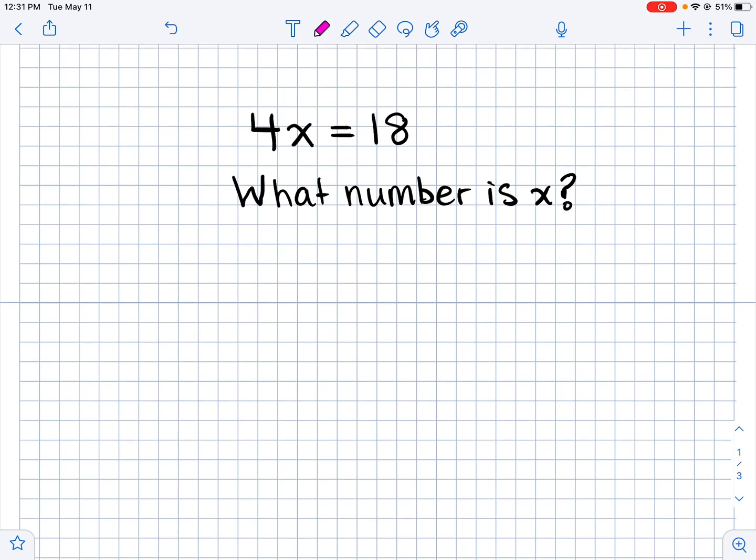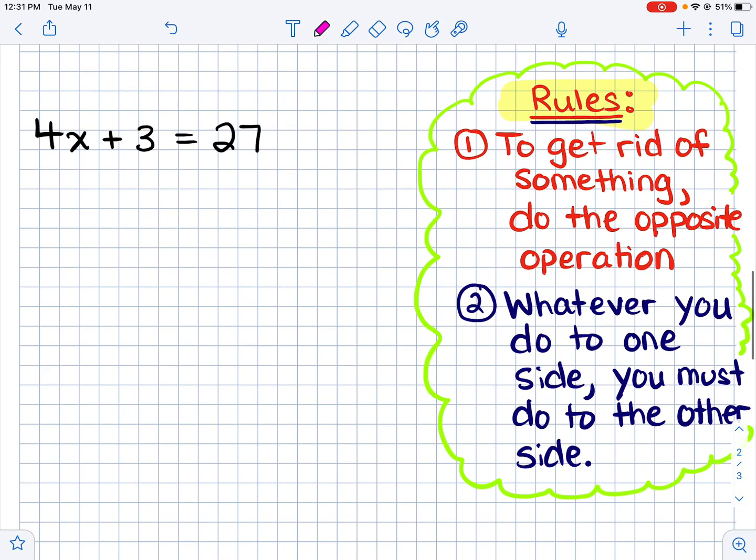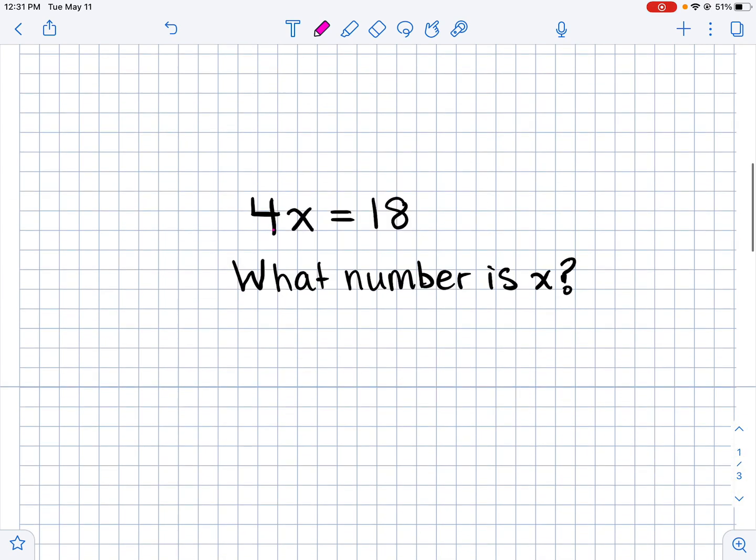What could x be? 4 times something equals 18. This sounds harder. Or look at this one: 4 times something plus 3 equals 27. So sometimes it's not that easy. So we need a plan.